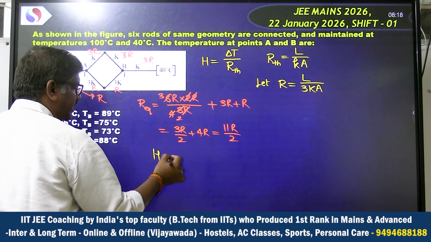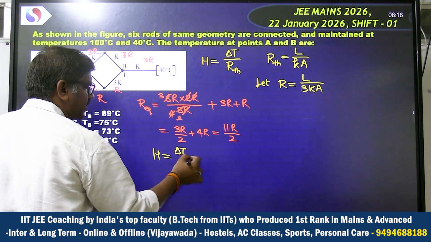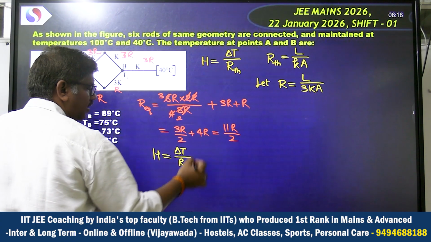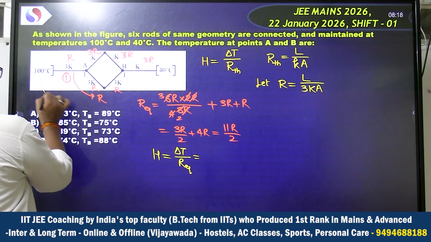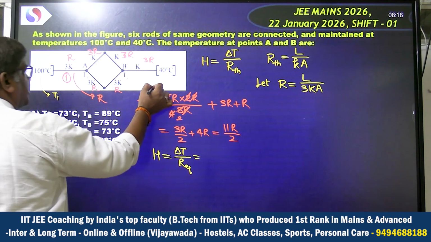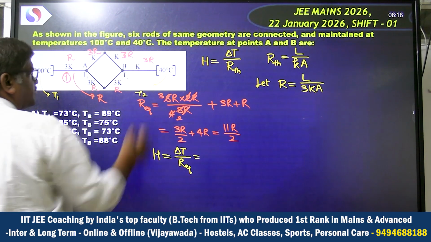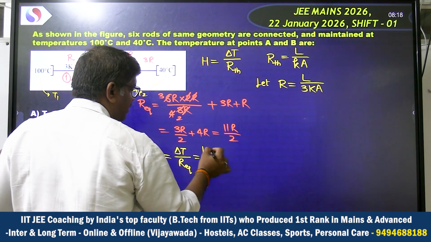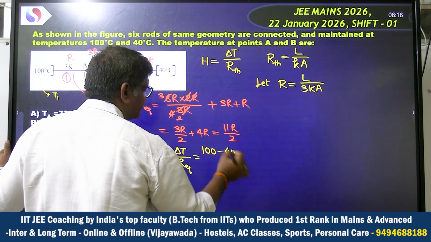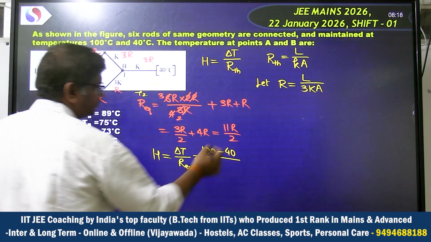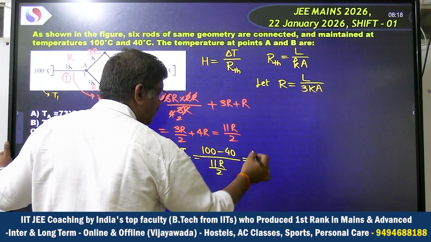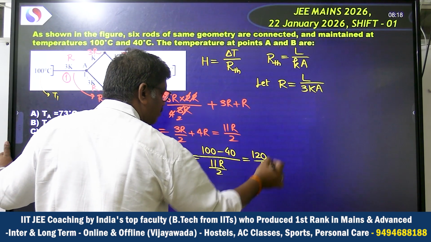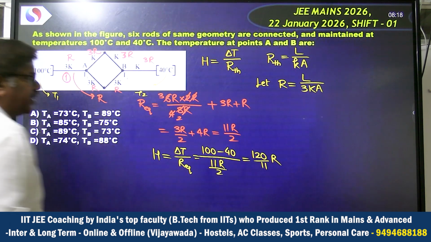Corresponding to that, the heat current will be delta T by R equivalent. Now what is your delta T? This is your T1, this is your T2. So delta T will be 100 minus 40, divided by 11R by 2, which gives 120 by 11R. This will be the heat current.